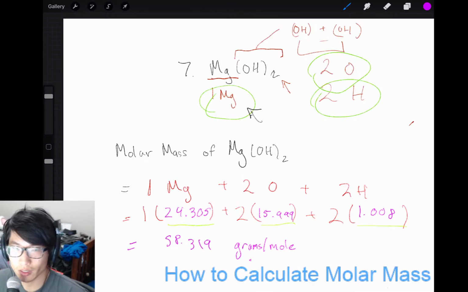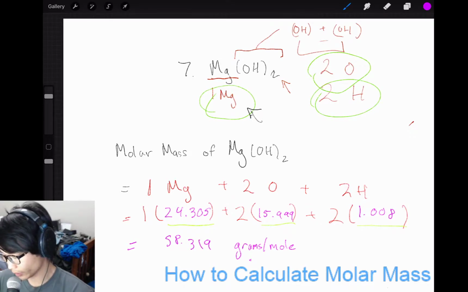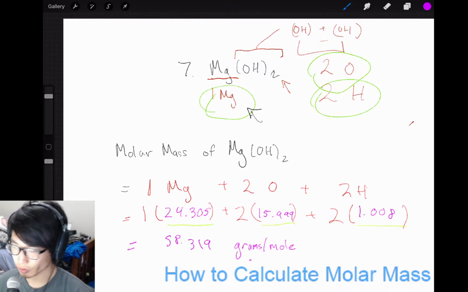So as you can see, all you have to do is write your molecule down, then break it up. What is inside of it? What makes up MgOH2? Once you figure out what it's made of, you're just going to add the weight of all those things up, and that's your answer. And that's what we did here. I'll do one more for you guys.